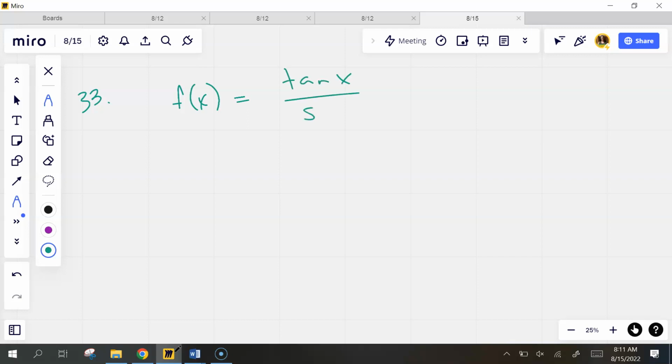Tangent x over sine x. So we want to find all vertical asymptotes of the graph. And it says to describe the behavior, but I told you just to find the asymptotes, I think, right? All right, so tell me, just as a refresher, how do we define vertical asymptotes? Do you remember?